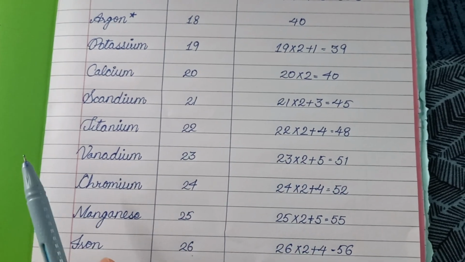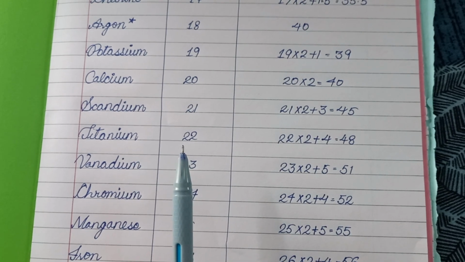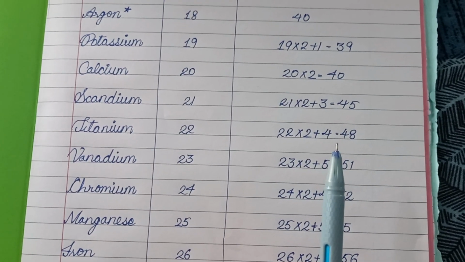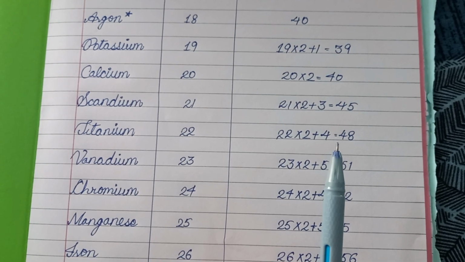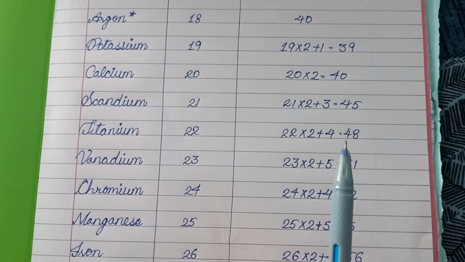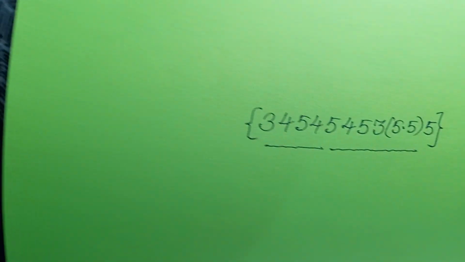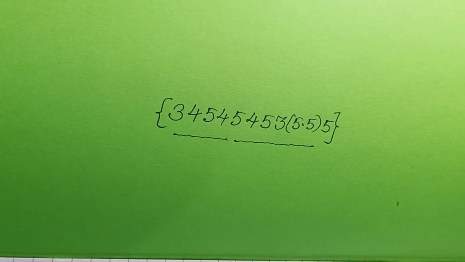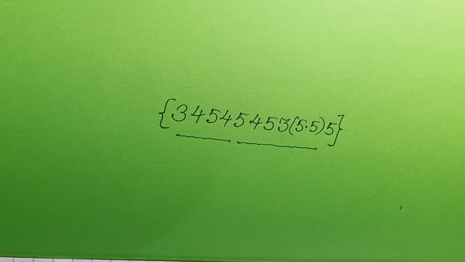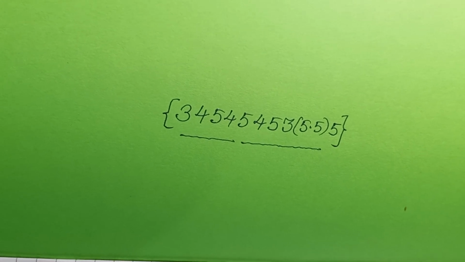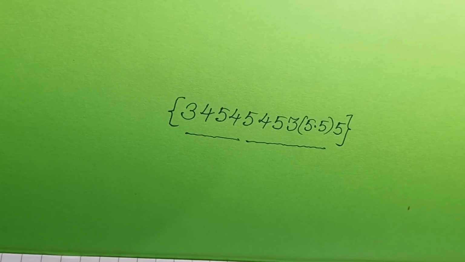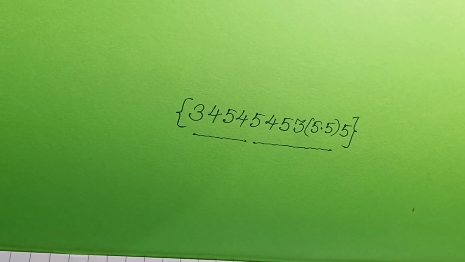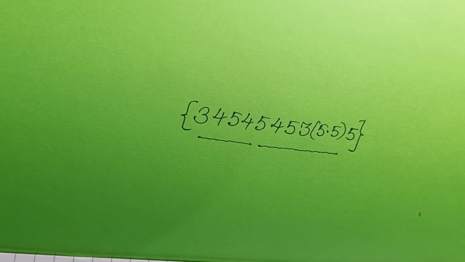45. Titanium, 22. 22 multiplied by 2 plus 4. The big number that I asked you to cram is 3, 4, 5, 4, 5, 4, 5, 3, 5.5, 5. These are 10 numbers, 10 different digits in this number. In the case of scandium, after multiplying 21 by 2, you add 3.